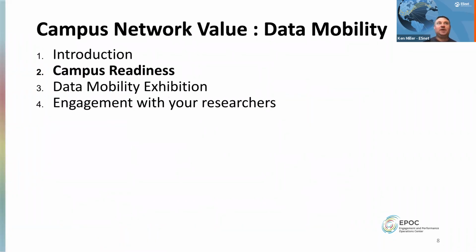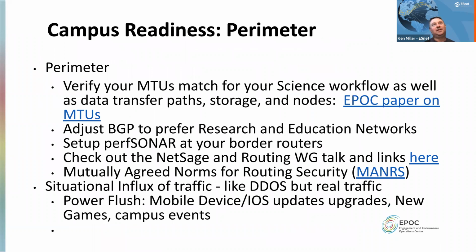So as we get into campus readiness for this, we have a lot of different things we've done over EPOC over the last few years that we'll pull out here, but just as a refresher, here is what we're doing for the perimeter of your network. Some people call it border, perimeter, or edge, and some people call the edge all the way down to the access layer where the user is. Different people use different terms, but here we're going to call the perimeter your first connection to the world, or your border routers.